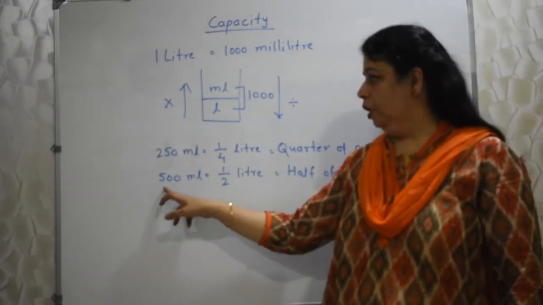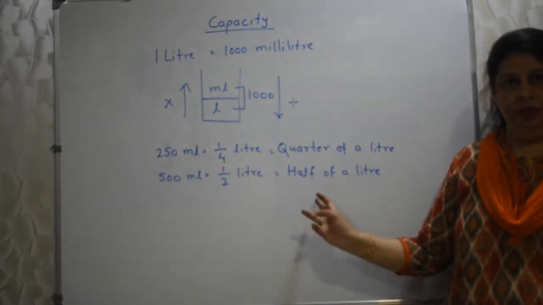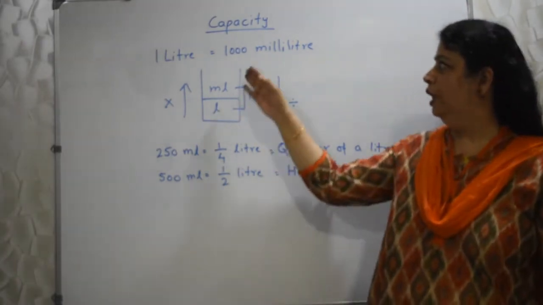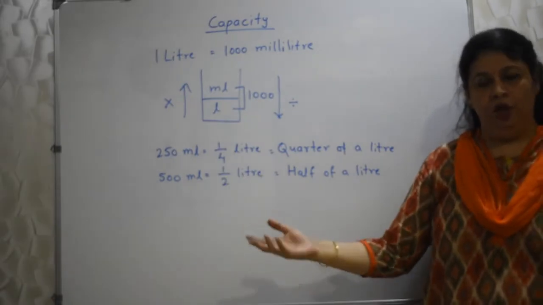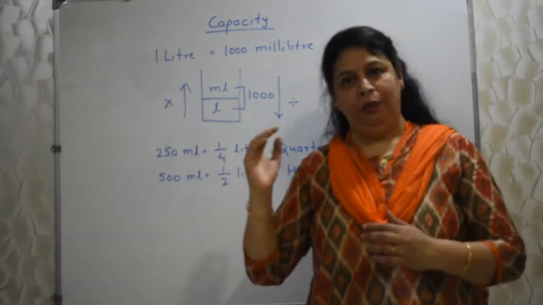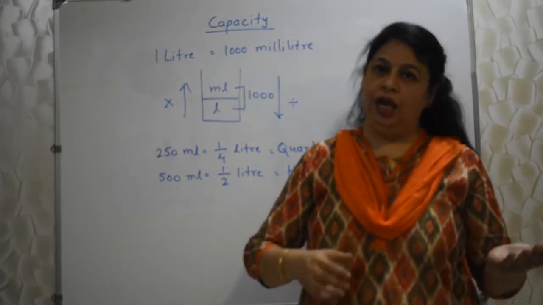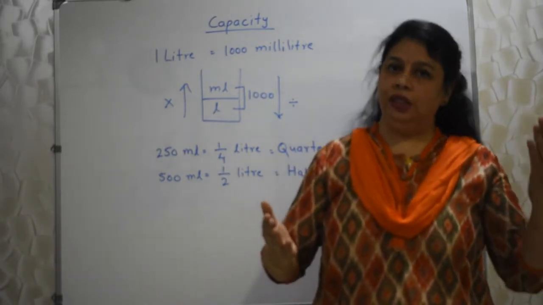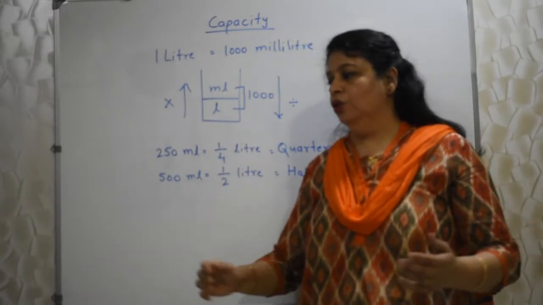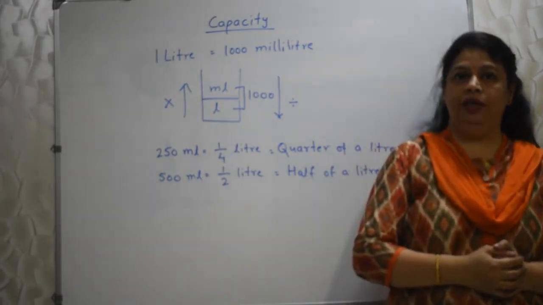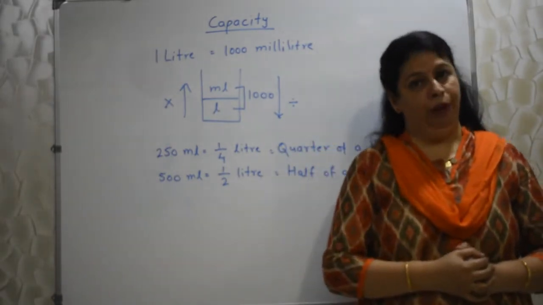Okay. Similarly, 500 ml means half of a liter, because 1 liter is 1000 ml. So half means 500. So whenever anybody says 3.5 liters, it means 3 liters and half a liter. So that is 3 liters and 500 ml. Okay. So 3500 ml in short. So half a liter means 500 ml.